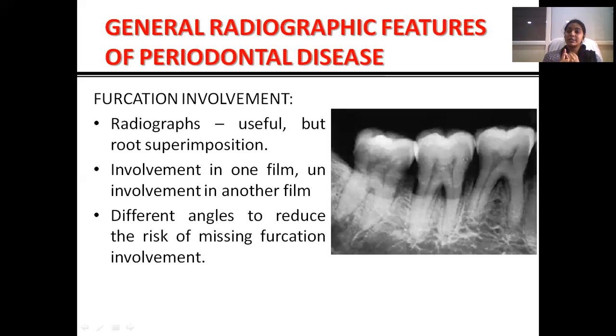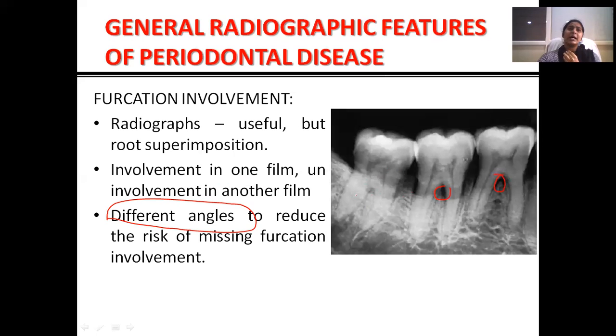That is why always remember, in order to not miss the furcation involvement, we need to take the radiographs in different angulations. So there might be involvement in one film, and not in another film. So in order to not miss the furcation involvement, we need to take the radiographs in different angles. So here you can see the bone loss in the furcation area.